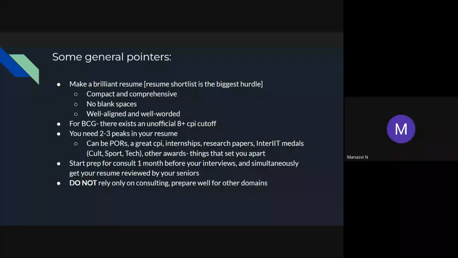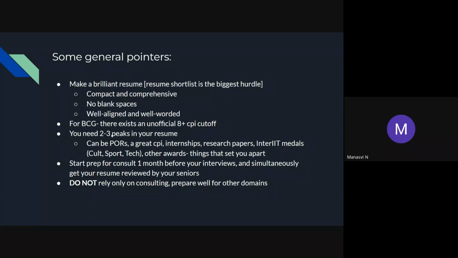For BCG in particular, there exists an unofficial 8 plus CPI cutoff. So if you're looking for a resume shortlist without an 8 plus CPI, it is very rare that it can happen. So I would suggest you make sure you know what kind of unofficial cutoffs exist.